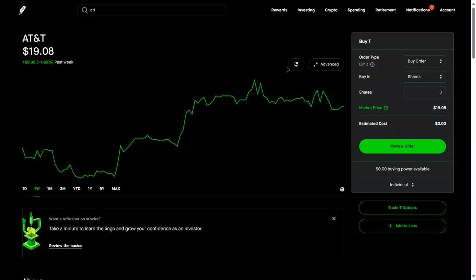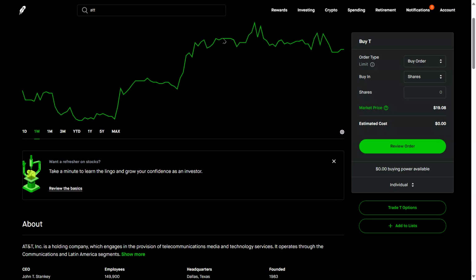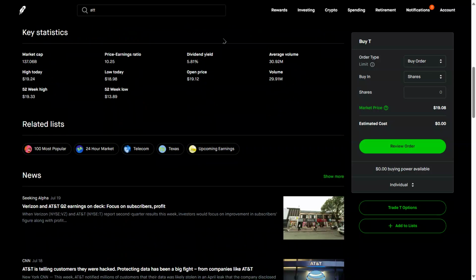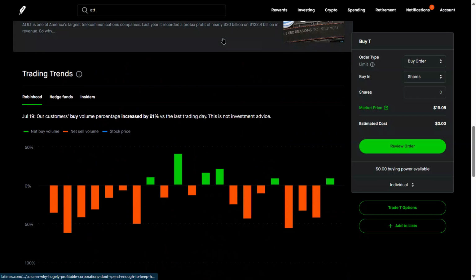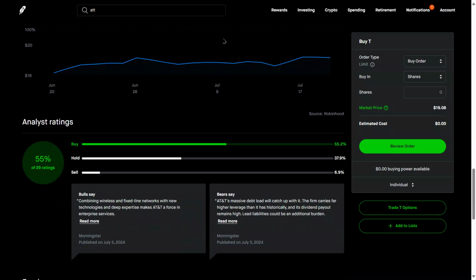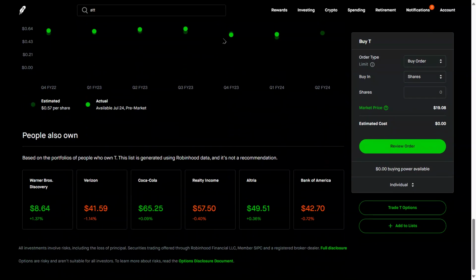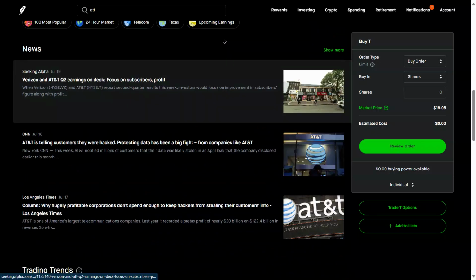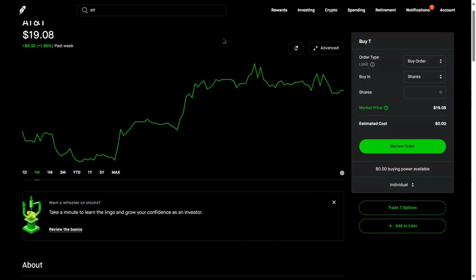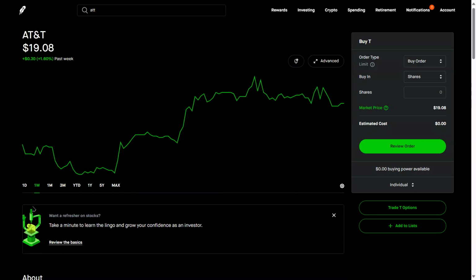Because like I said, most people do not have the time to just sit back and look at the stock all day. I know I don't. Especially if you work a 9 to 5, it's not gonna happen. But yeah, this is basically the chart.